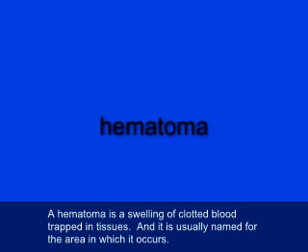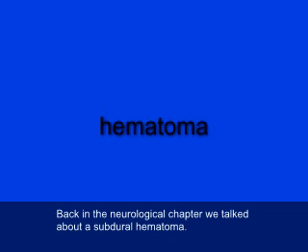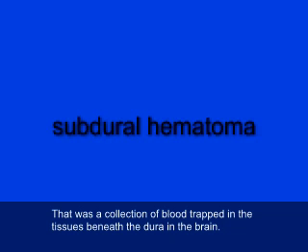And finally, we have hematoma. A hematoma is a swelling of clotted blood trapped in tissues, and it's usually named for the area in which it occurs. Back in the neurological chapter, we talked about a subdural hematoma. That was a collection of blood trapped in the tissues beneath the dura in the brain.